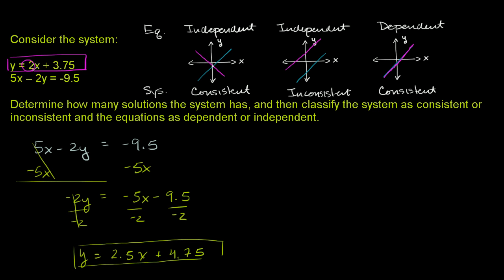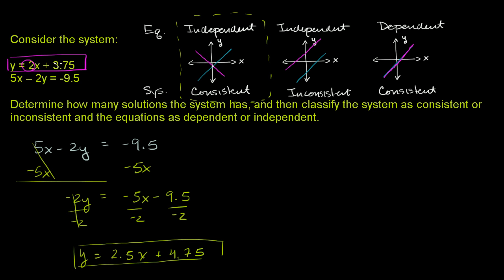Its slope is different than the first equation. This first equation has a slope of 2. This one has 2.5, and its y-intercepts are different. But the slopes being different, that by itself is enough to know that these are going to be two separate lines that are not parallel. If the slopes were the same, then we're either dealing with parallel lines or the same line. But since the slopes are different, we know that we're dealing with two different lines that are not parallel. So we're definitely dealing with this scenario right over here.